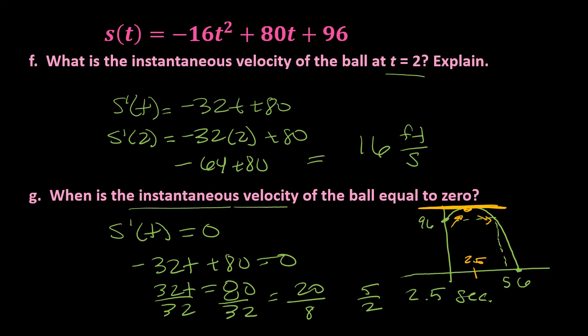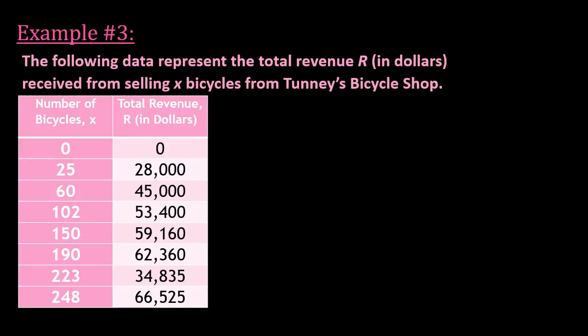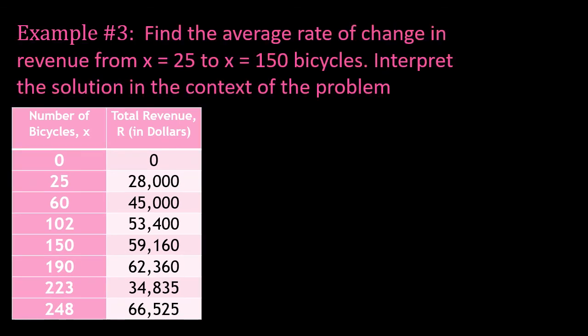All right, moving on to example 3. The following data represents the total revenue received from selling x bicycles at Tooney's Bicycle Shop. Part A says find the average rate of change of revenue from 25 to 150 bikes. So you're going to come to your chart, look at 25 and 150, and find the slope. So the change in revenue over the change in the number of bikes sold.